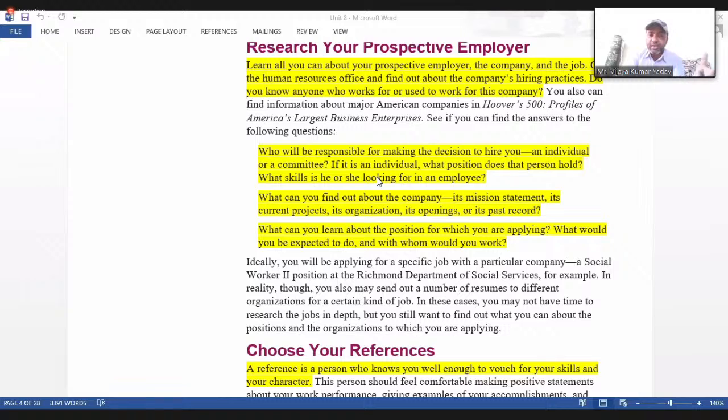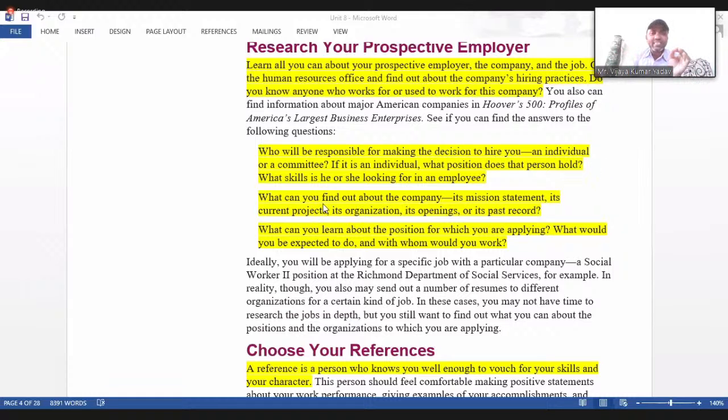Sorry, committee, that is going to select you. Is it an individual that is going to select you, or is it a committee that is going to select you? Who is going to select you? If it is an individual, what position does that person hold? If you know that a certain individual is going to appoint you, then what kind of position, what kind of post that person has, you must know about it.